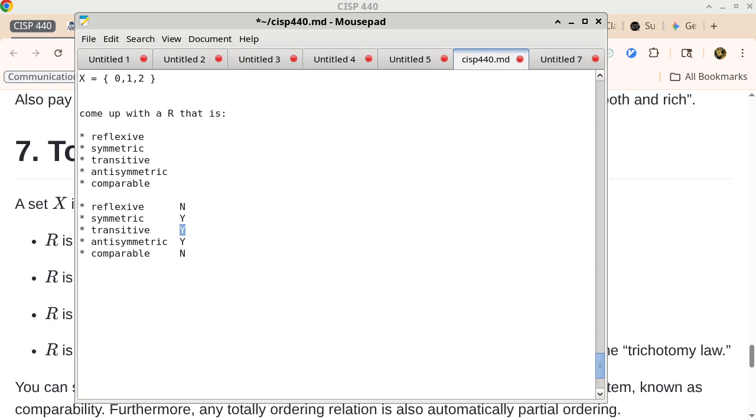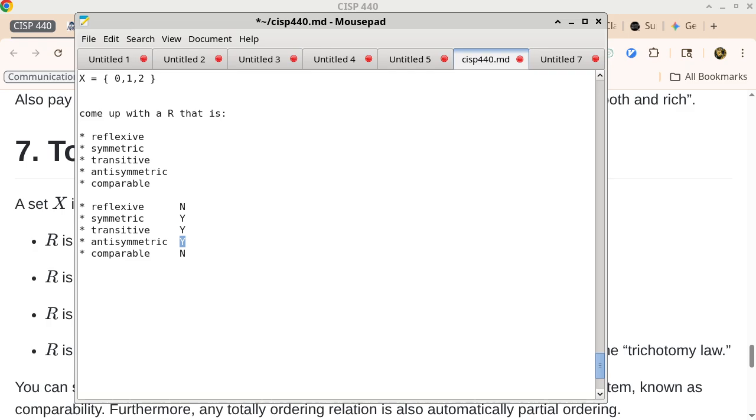Transitive says, E R F and F R G implies E R G. Okay, but since there's no relation, nothing is related to anything else, so that means the left-hand side of the implication is automatically false. If the left-hand side of the implication is false, the implication is going to be true. So that means we meet that requirement just fine.